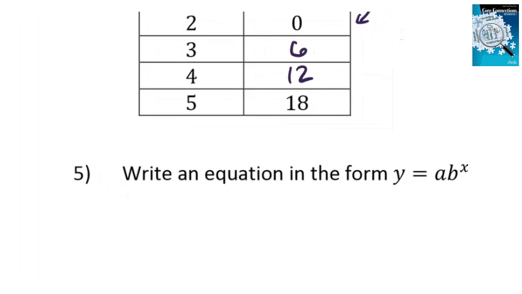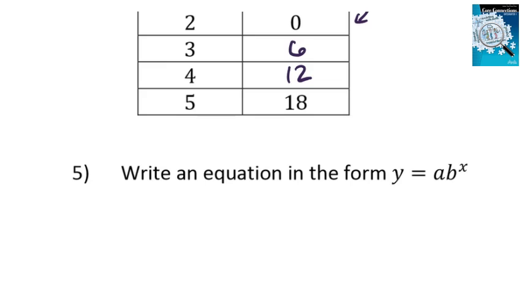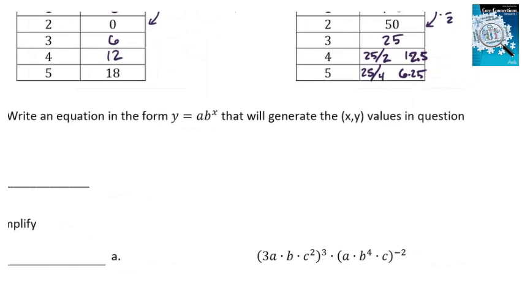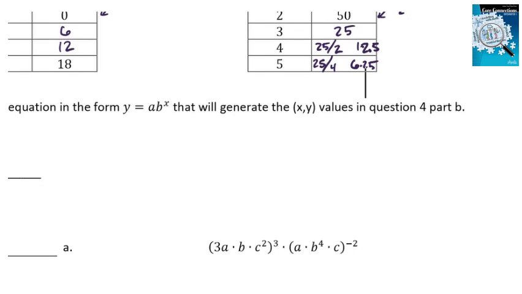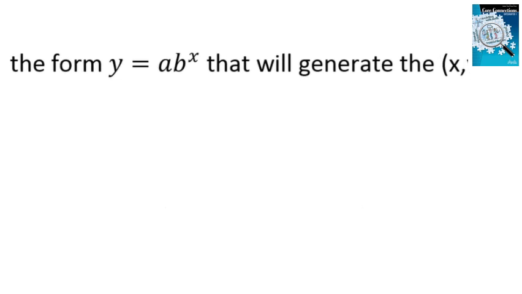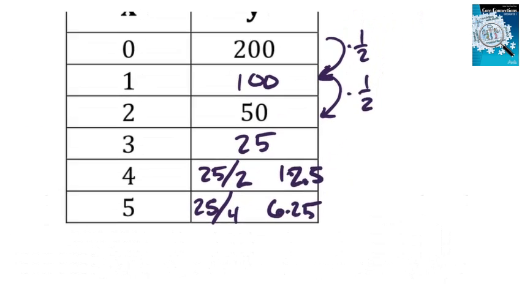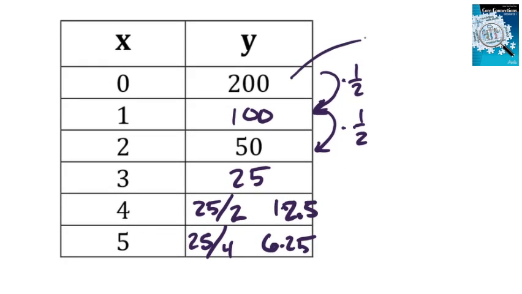Now, question 5 actually says, write an equation in the form y equals a times b to the x power that will generate the x, y values in question 4, part B. So what we want to do is come up with an equation that fits this table in question 4. Well, one of the things you can see in question 4 is we know our 0th term is 200. Well, that's what a is. a is our 0th term, and b is the value that we're continuing to multiply by. And I can see in this case, b is clearly the number 1/2.